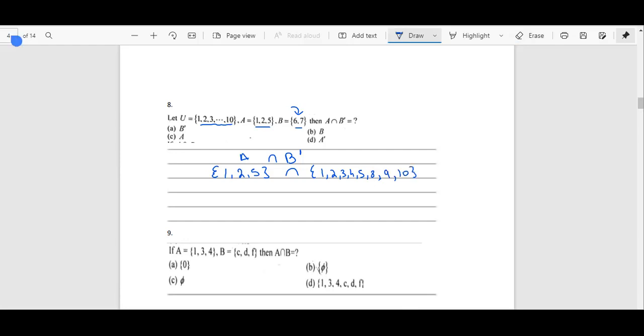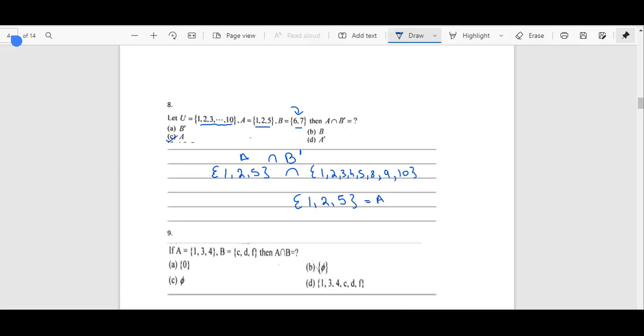And now if I take the intersection, I only have 1, 2, and 5, right? I am only going to have 1, 2, and 5, which basically is A. So C is the answer.